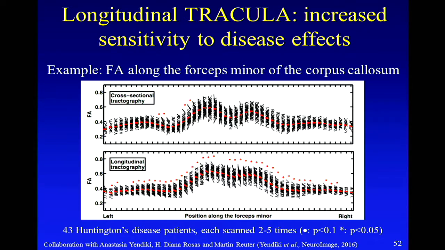This is if we treat it as a cross-sectional study. Every one of these little points is across time. This is position in the tract as I go this way, and then every little line represents what's going on across time. This is fractional anisotropy, and you can see at this point in the forceps minor, the FA is going up a little bit in the cross-sectional analysis. But if I do it longitudinally, you can see that the slopes are almost consistently downwards, and I have significance across the entire extent of the forceps minor. Okay.